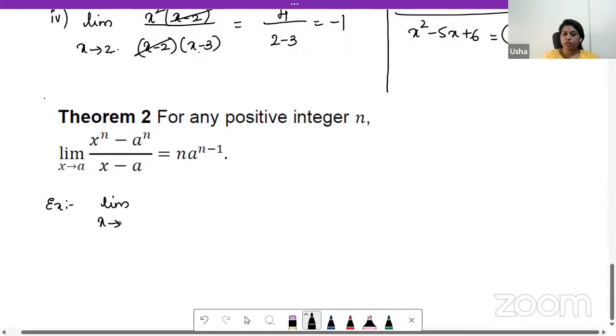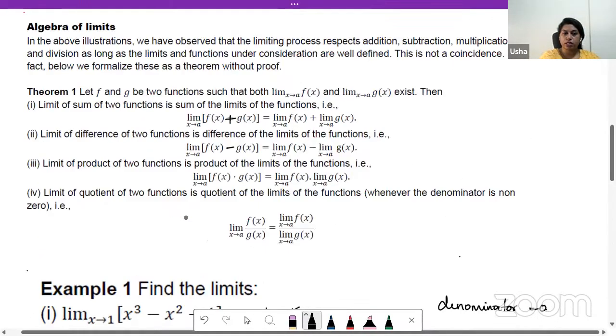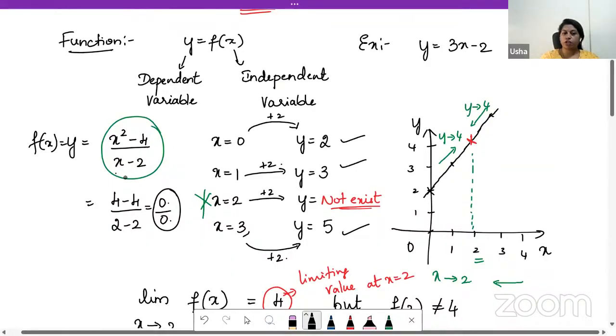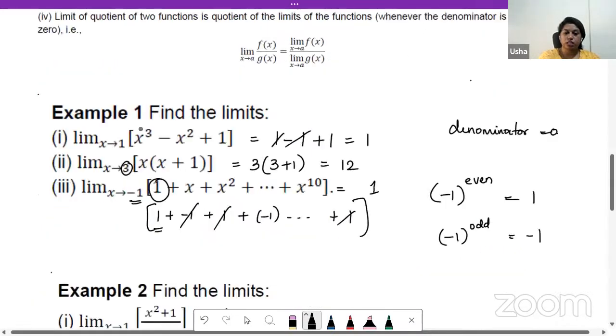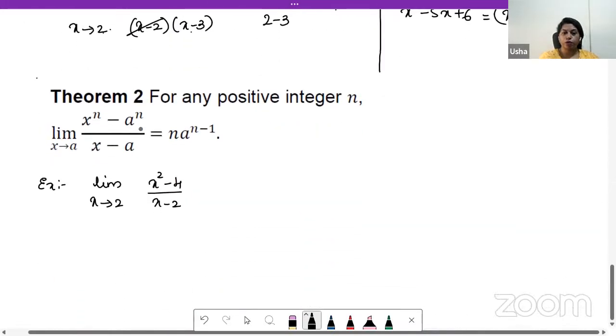Example is, if you have limit x tends to 2, x square minus 4 divided by x minus 2, which was the example that we took for understanding limits concept, right? X square minus 4 by x minus 2 was the example that we took for understanding limits concept. So the same thing, we use this formula here. What is n? You can write this 4 as 2 square, right? Write 4 as 2 square. So in place of a we have 2. In place of n also we have 2.